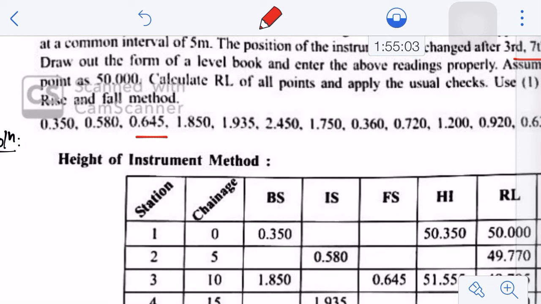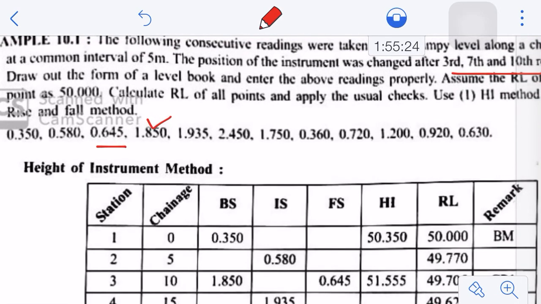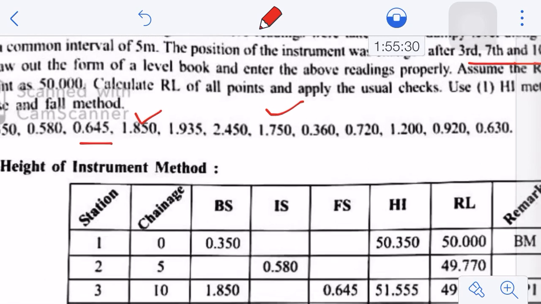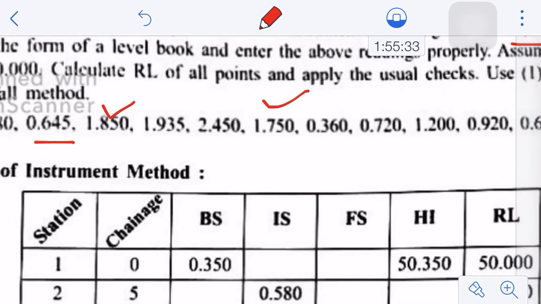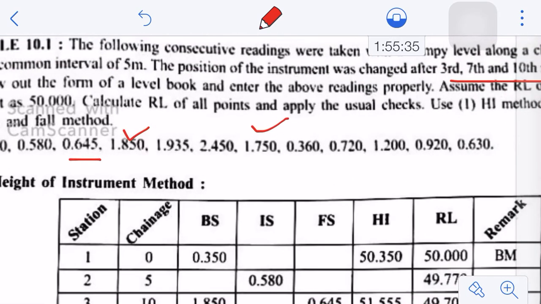Similarly, what you will notice, this 1.850, the 4th reading, is always recorded as your BS, because after shifting your instrument, whatever reading you observe for your new instrument location is termed as your backsight reading, BS reading. So this is your BS, then 1.935, 2.450 until the 7th reading, and the 7th reading is nothing but 1.750. This 1.935 and 2.450 are your IS, intermediate sights, and 1.750 is recorded as FS. Why is it so? Because it's your 7th reading.